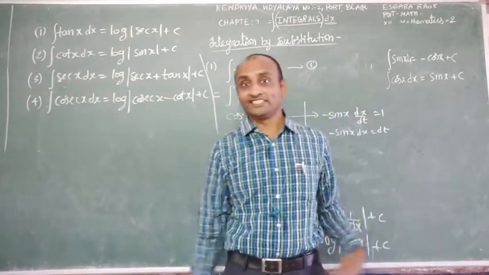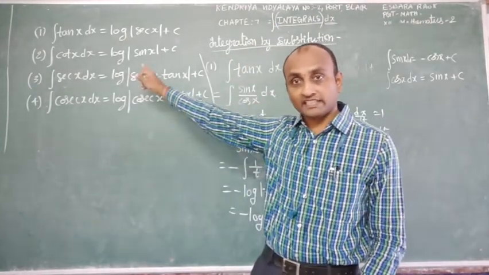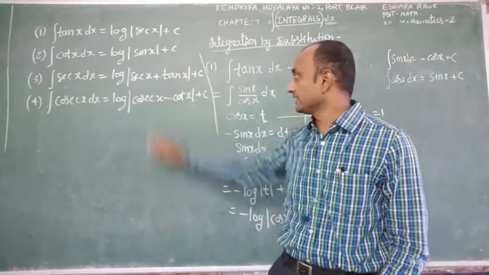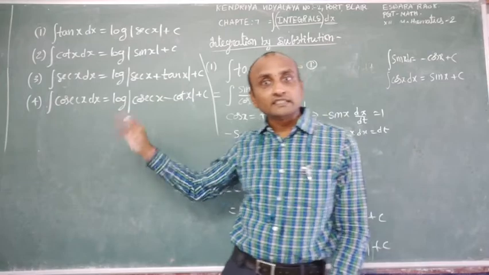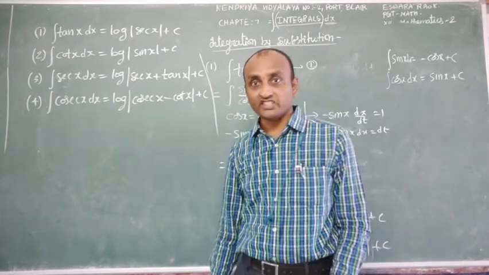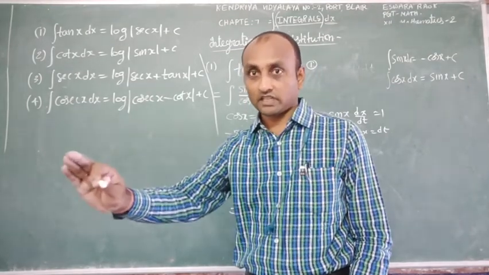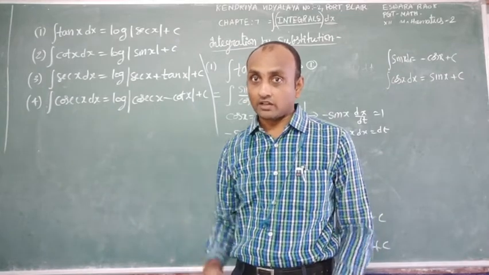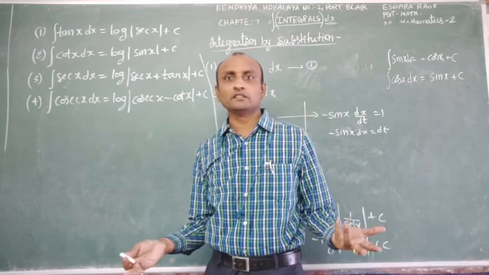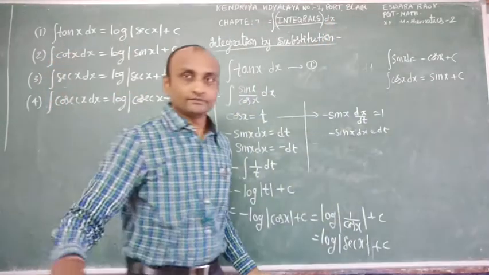Tan x integration is log mod secant x, cot x integration is log mod sin x, secant x integration is log mod secant x plus tan x, and cosecant x integration is log mod cosecant x minus cot x. So hopefully you will remember this, right? We use these formulas and directly I write that one. How is the integration of tan x log mod secant x? It is a formula. You should not get a doubt over there. Okay, done.